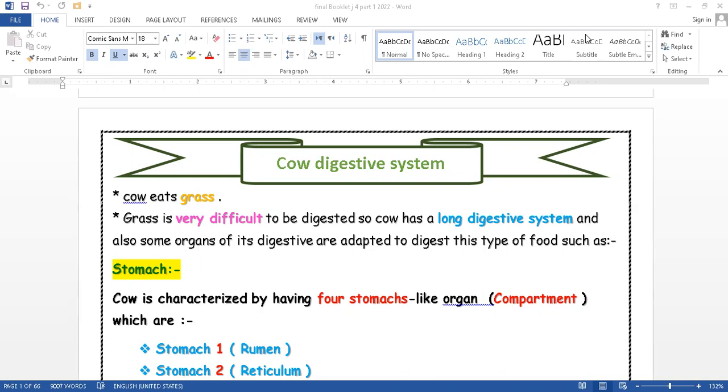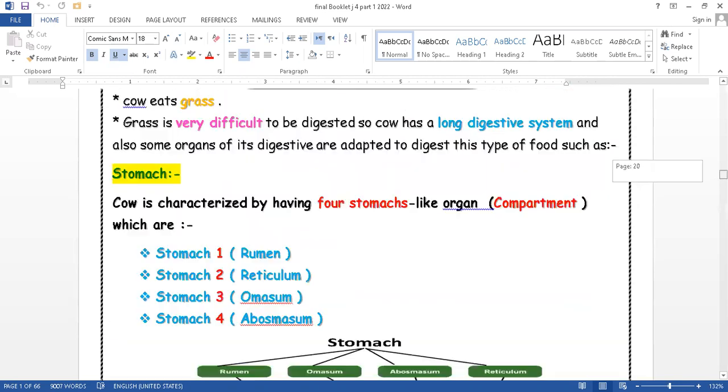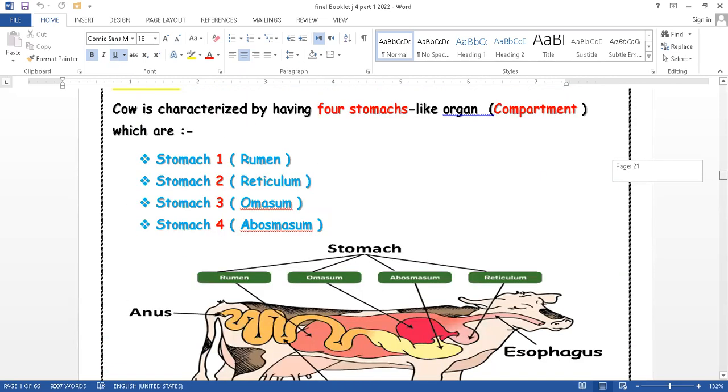What is the long digestive system in cow? We will find that the long digestive system in cow is by having 4 stomachs, like here. Cow has 4 stomachs to digest the grass. Why? Because it's so difficult to be digested by using the normal digestive system which the human has. The 4 stomachs for the cow: number 1, rumen; number 2, reticulum; number 3, omasum; and number 4, abomasum.